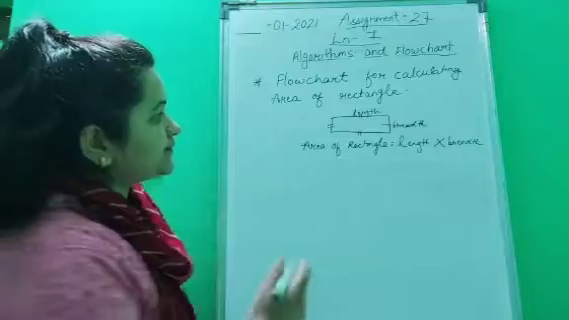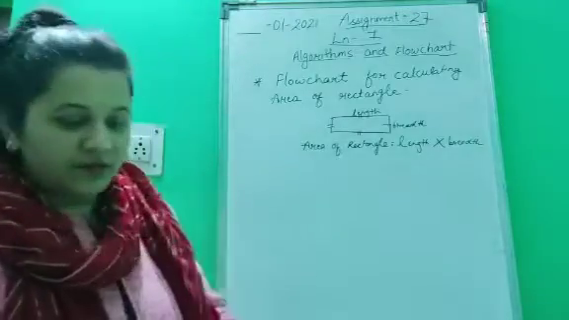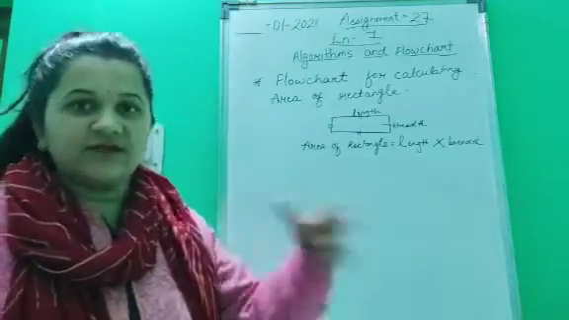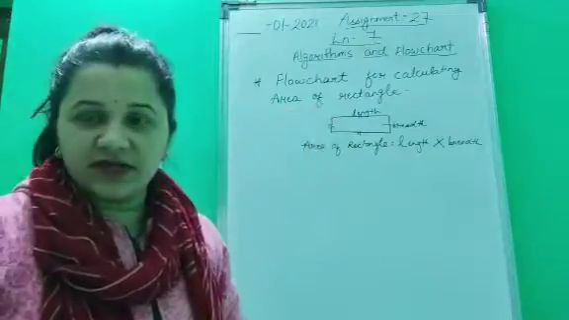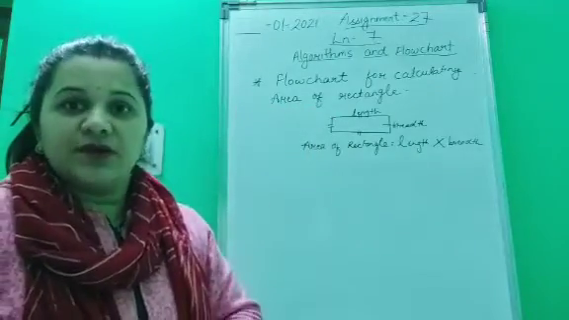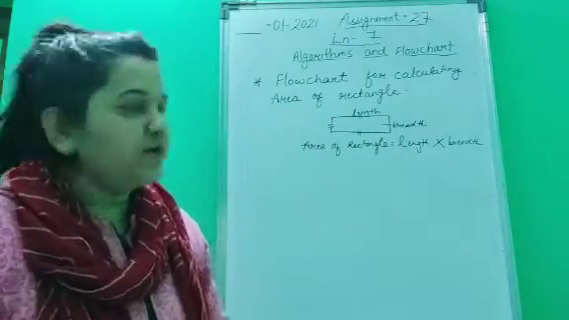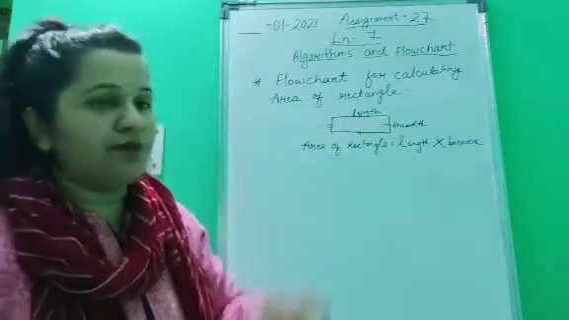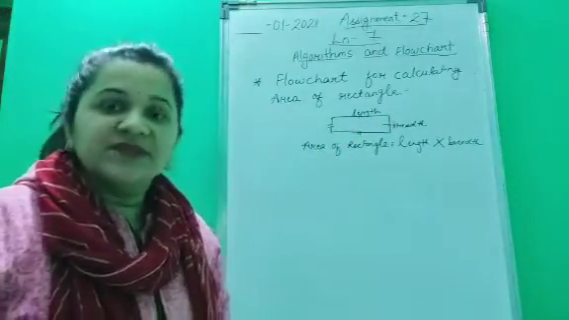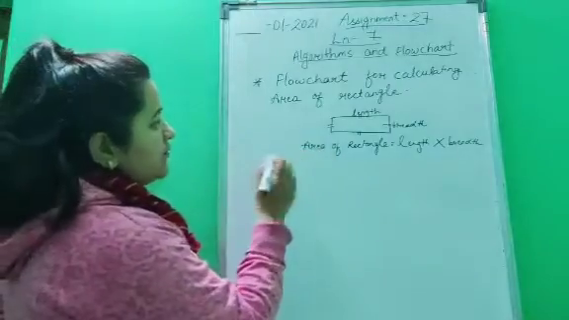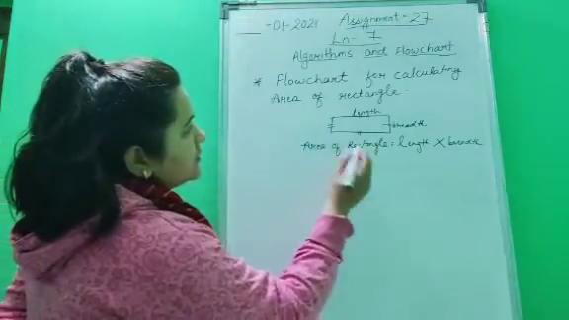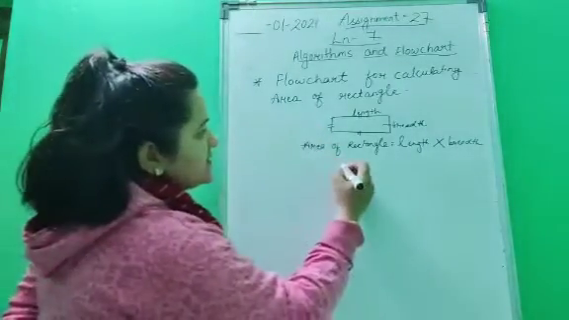So now children, we know what task we have to perform. We have to calculate the area of a rectangle. For this we would require two values. What are those values? We would require length and we would require breadth. Okay, so how will you write down the steps?